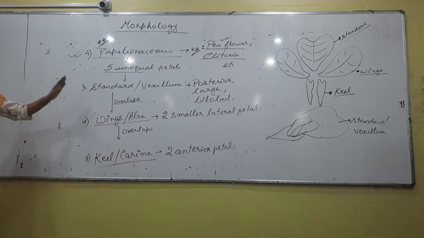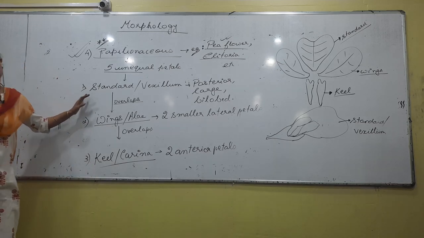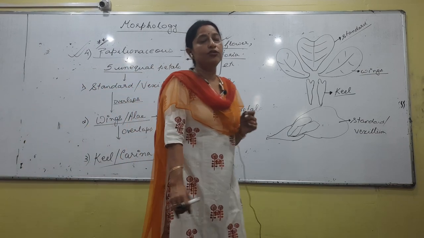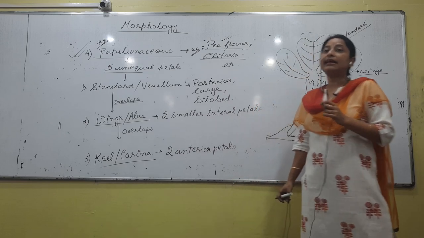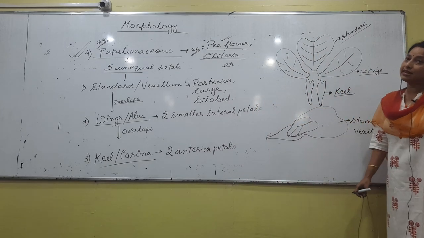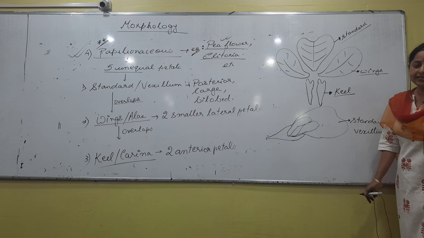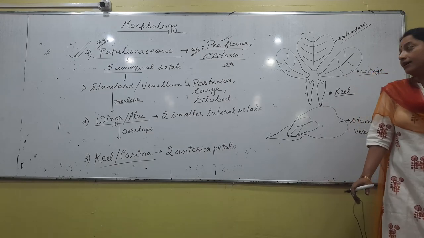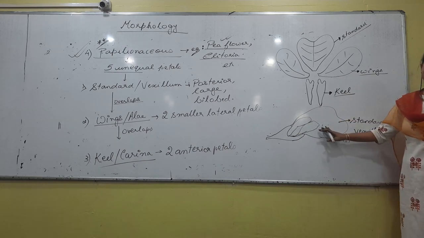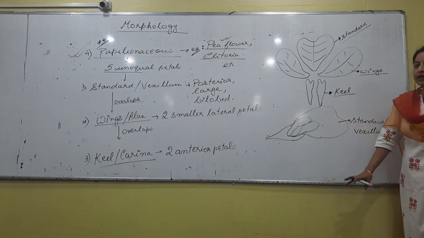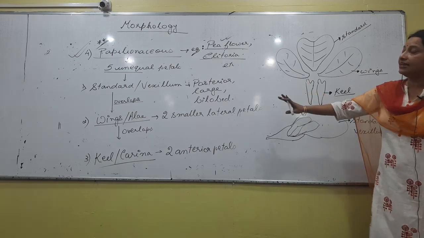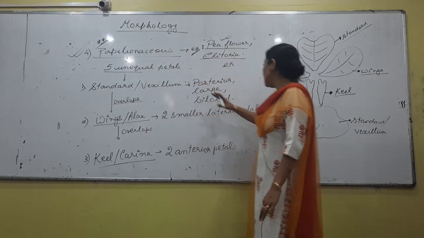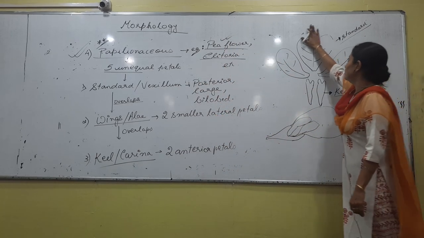In case of papilionaceous, I don't know whether you have seen a pea flower or not, but I think you have seen a flower called aparajita, which is also called clitoria. It comes in white color and obviously in blue or purple. So the aparajita flower almost looks like this, right? It's just a rough diagram. In such a condition, you see the presence of five unequal petals, and out of these five, one petal is the largest.